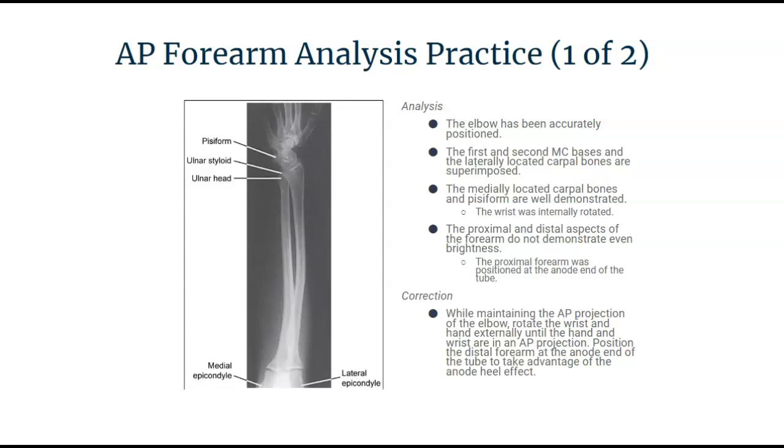So let's look at this first practice analysis of the AP forearm. We can see that first the image analysis does point out that the medial and lateral epicondyles are accurately positioned. There is some superimposition and some rotation up here if you take a look at the wrist. So now we have to determine: are we internally rotated? Are we externally rotated? If you take a look at the lateral bones here in the wrist, they're starting to superimpose over top the more medial carpal bones.